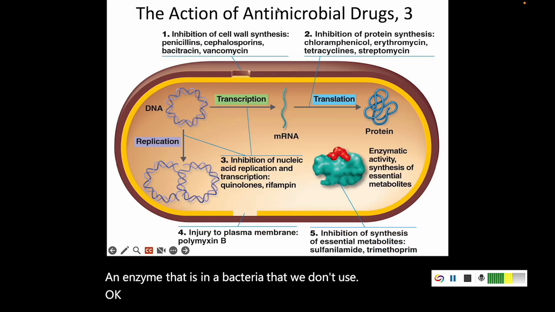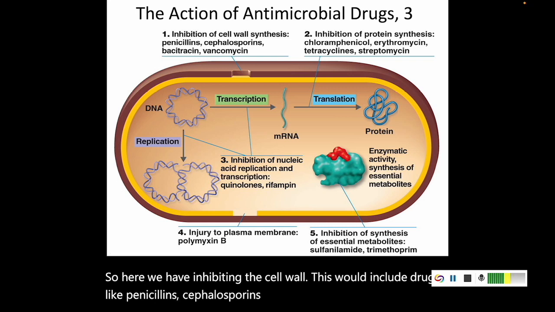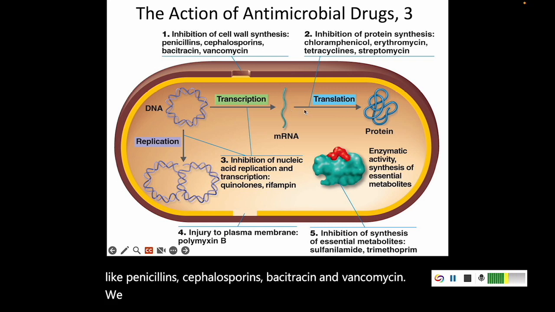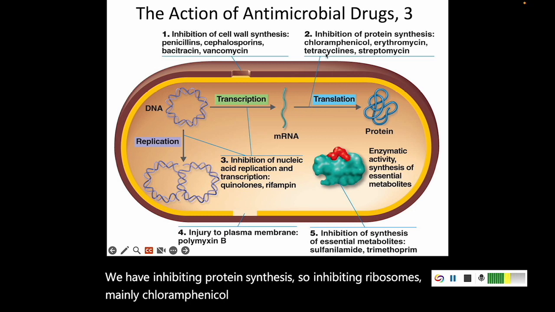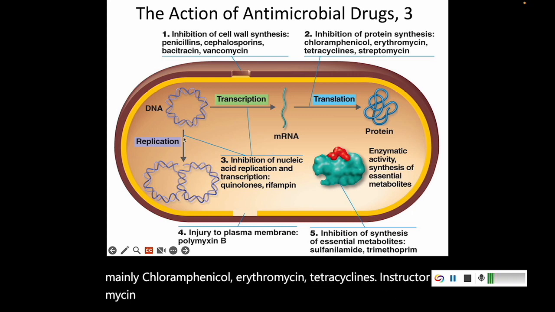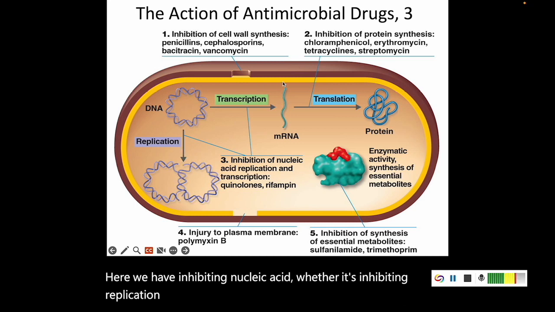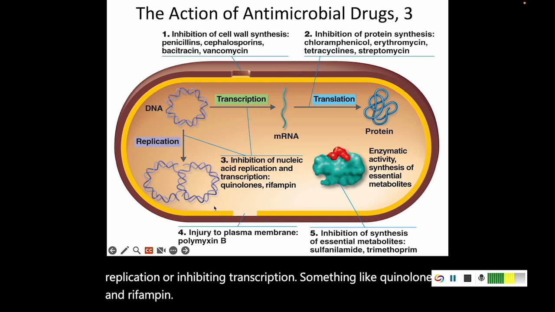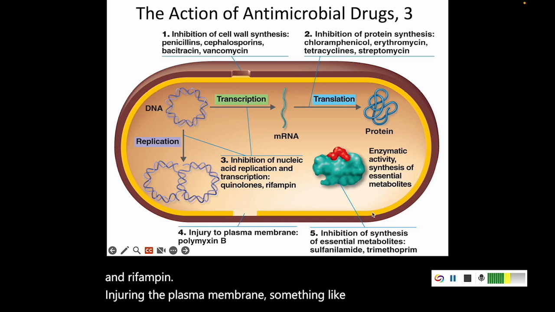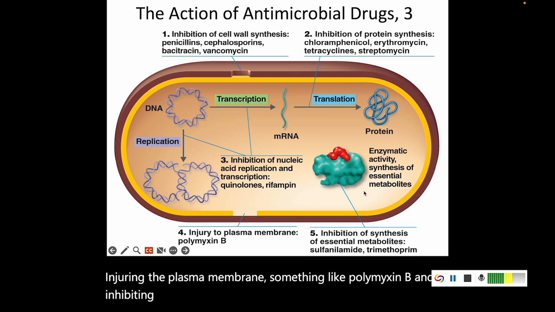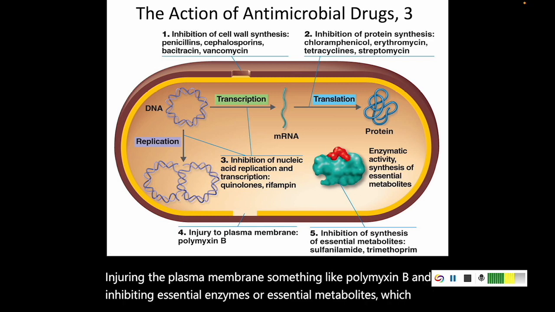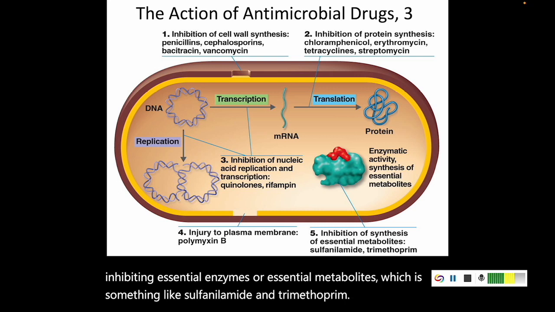Okay, so here we have inhibiting the cell wall. This would include drugs like penicillins, cephalosporins, bacitracin, and vancomycin. We have inhibiting protein synthesis, so inhibiting ribosomes mainly: chloramphenicol, erythromycin, tetracyclines, and streptomycin. Here we have inhibiting nucleic acid, whether it's inhibiting replication or inhibiting transcription, something like quinolones and rifampin. Injuring the plasma membrane, something like polymyxin B, and inhibiting essential enzymes or essential metabolites, which would be something like sulfanilamide and trimethoprim. Let's go through and talk about these.